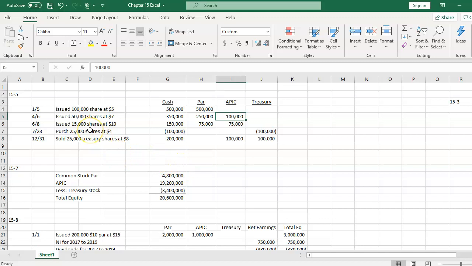And then a very similar type problem in June. Now we sell them for $10 per share. We got 150,000, and same thing, $5 par times 15,000 shares. The $5 extra above goes to additional paid in capital.